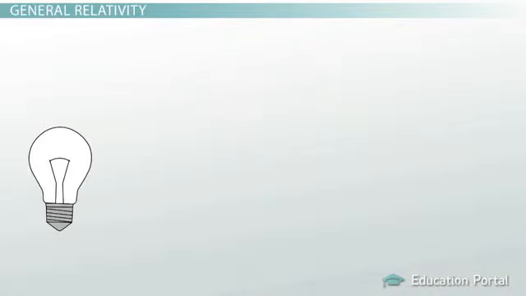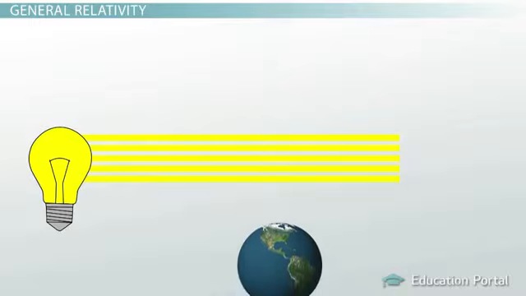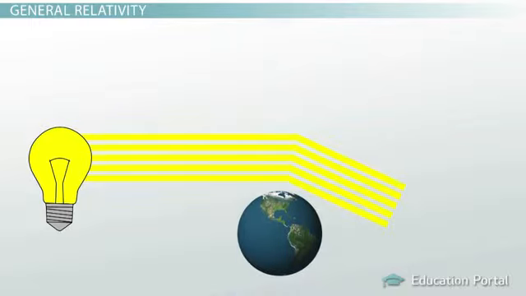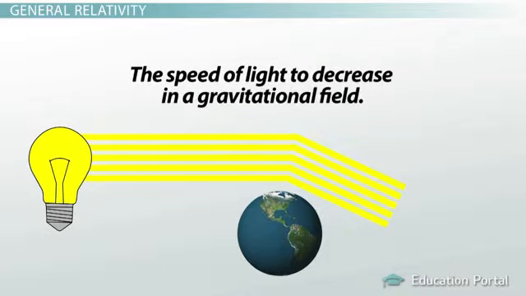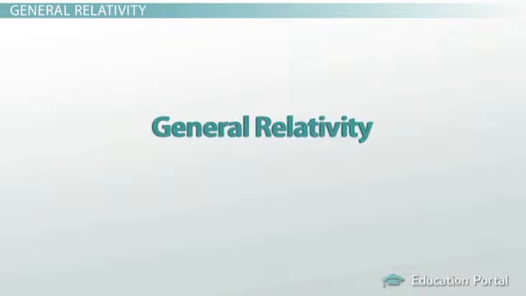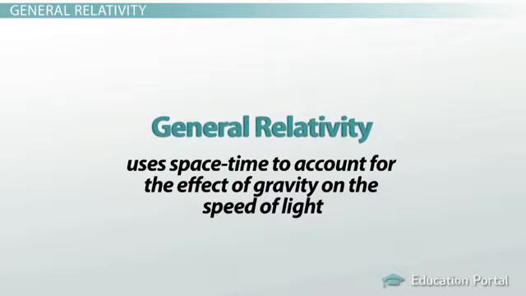As I said before, light is no exception to the laws of physics. Just as a small marble would roll towards a person sitting on a trampoline, light would bend towards a large mass in space-time. In other words, the speed of light is affected by gravity. Science has demonstrated the speed of light to decrease within a gravitational field. General relativity uses space-time to account for the effect of gravity on the speed of light.